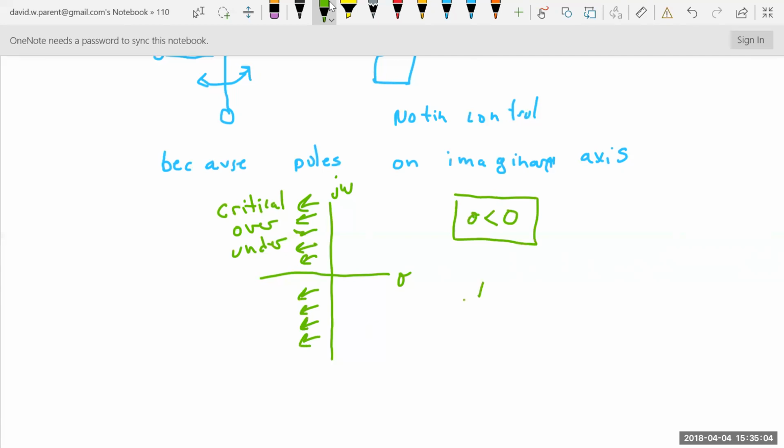So let's go back to our equation. So we have something, s squared plus 1 over LC.